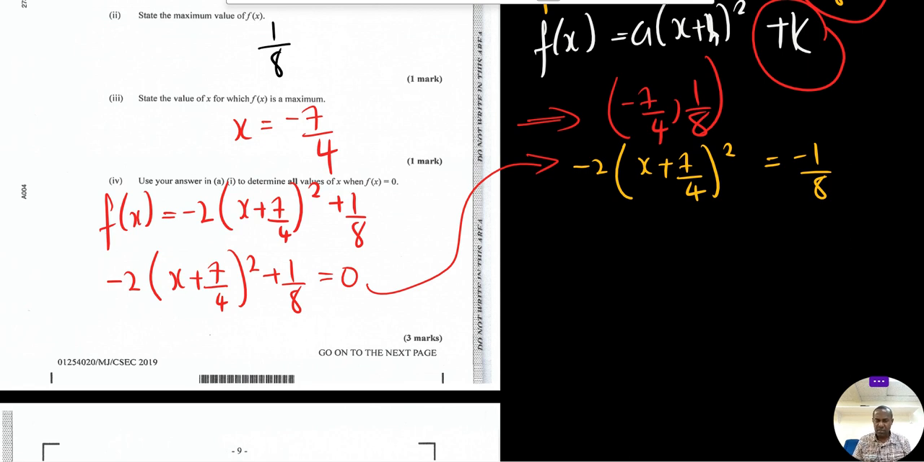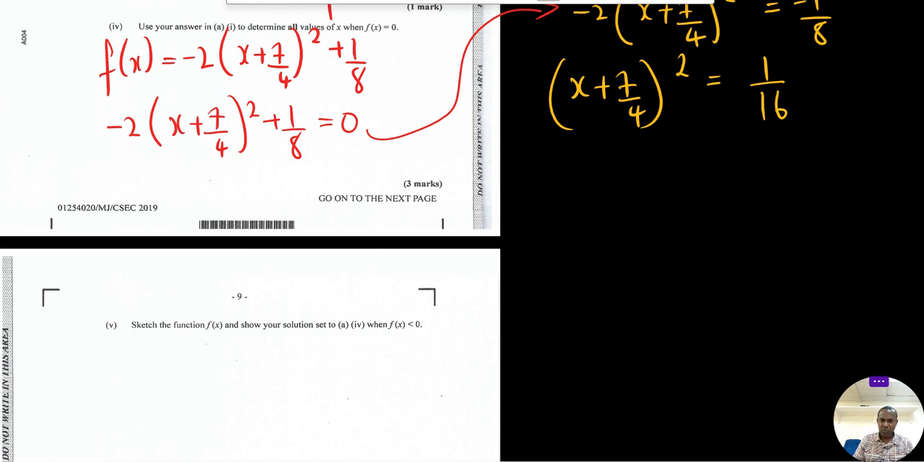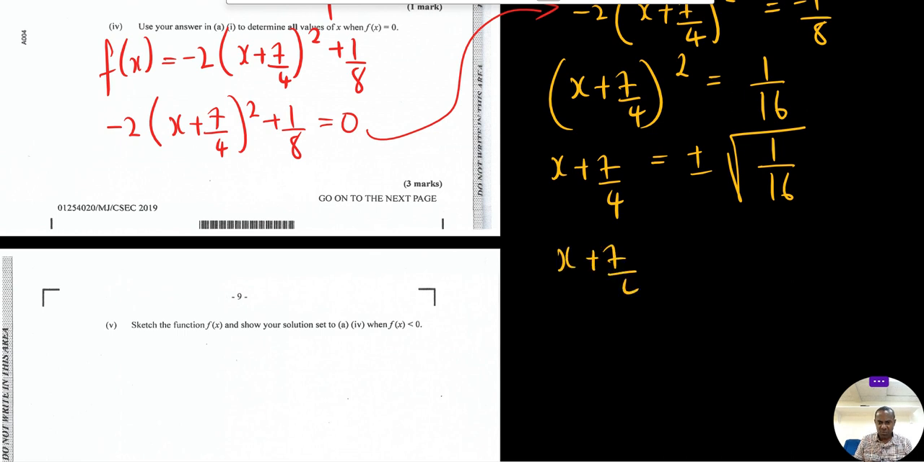And so the two minus signs will cancel. And of course, we can divide both sides by 2, or essentially, we say we divide both sides by minus 2. And we get x plus 7 over 4 all squared is equal to 1 over 16. The next step is to find the square root of both sides. And of course, when we do that, we get x plus 7 over 4 is equal to plus or minus the square root of 1 over 16. And so we get x plus 7 over 4 is equal to plus or minus 1 over 4.